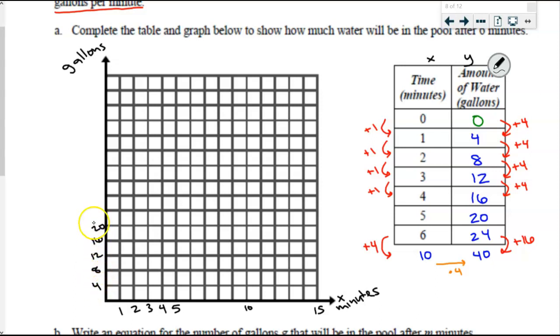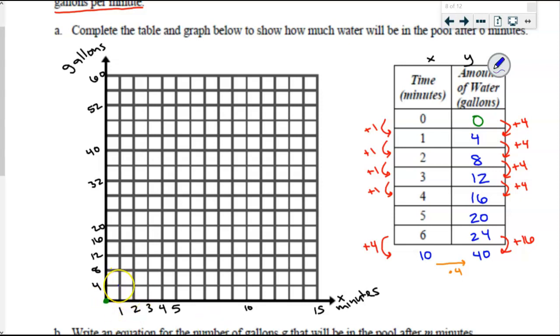Four, 8, 12, 16, 20, 24, 28, 32, 36, 40, 44, 48, 52, 56, and 60. Yeah? Let's graph. Where am I starting this time? With an empty pool. It goes through the origin. That makes this one proportional, where the other one was not.